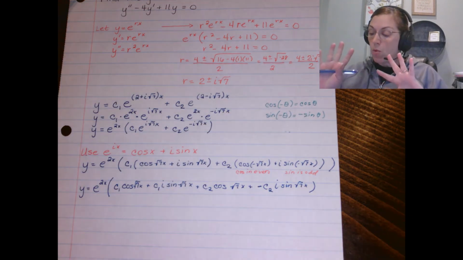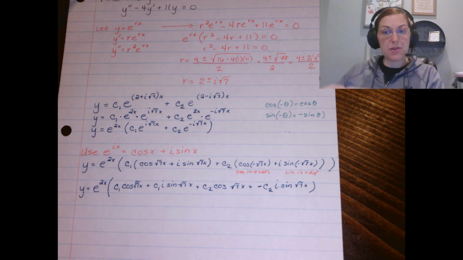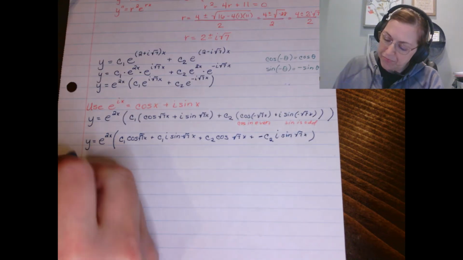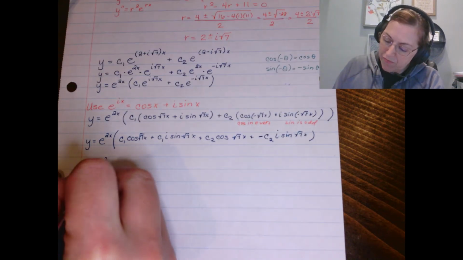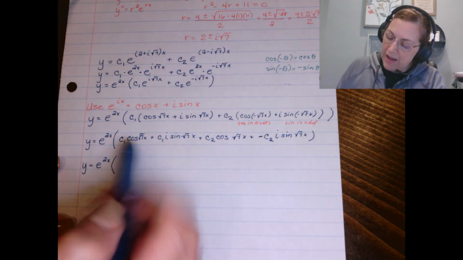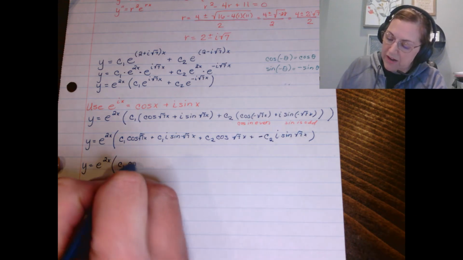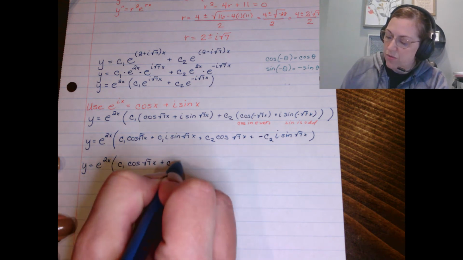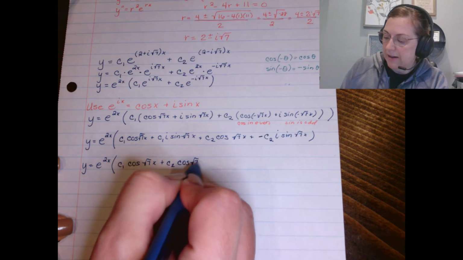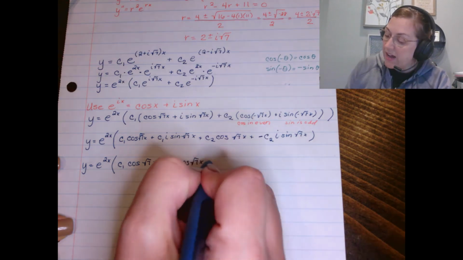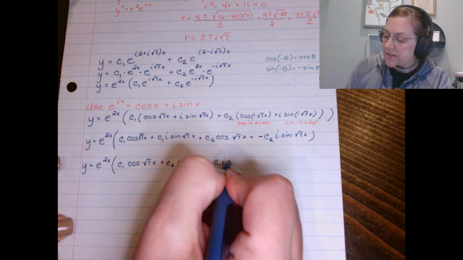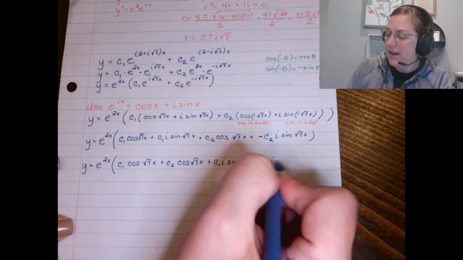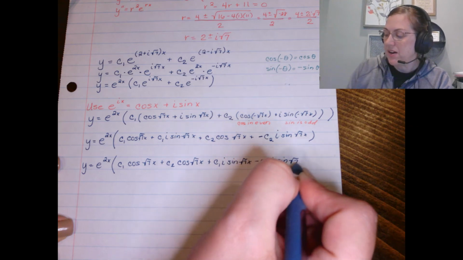Okay, now what I want to do is pull the cosines together, pull the sines together. So I've got C1 cosine of square root of 7x plus C2 cosine of square root of 7x, and then I've got C1 i sine of square root of 7x minus C2 i sine of square root of 7x.